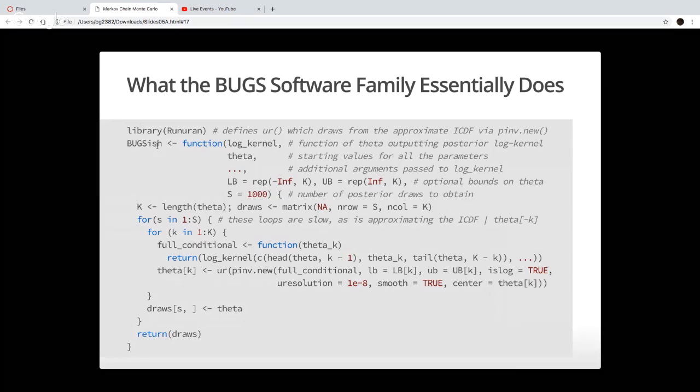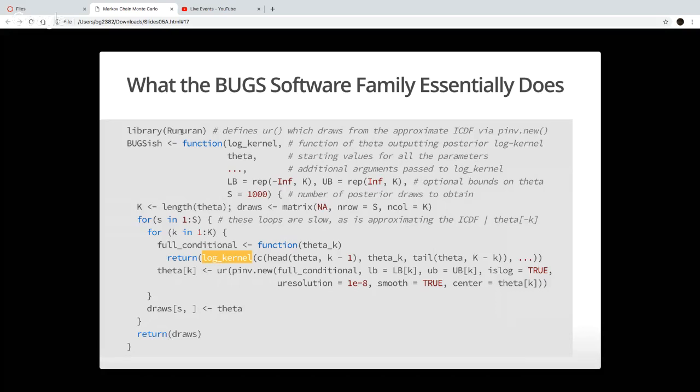And so I'm going to define a BUGS-ish function in R that takes another function that evaluates the log kernel of the posterior that I want to draw from, and a starting vector of parameters theta. I'm just going to set up a matrix to hold the draws. And then I'm going to loop over S, the number of draws that I want, and loop over K, which is the size of theta, the number of parameters. And inside my double loop, I'm going to define another function that only depends on the kth element of theta. So this is a univariate function. And I'm going to evaluate my log kernel function that I pass in, which can be whatever posterior distribution you want. Its logarithm kernel is going to keep all elements of theta the same, except inserting theta k in the middle here. And then that's my full conditional function.